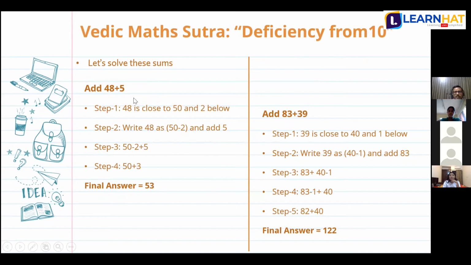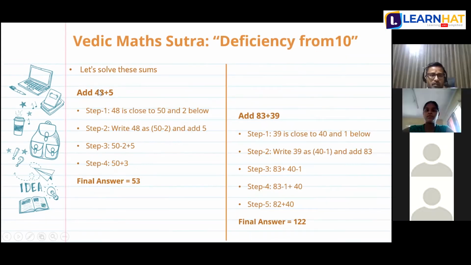Okay, let's solve the sum. First, one with a 2-digit and a 1-digit number. Let's take 48 plus 5. What do you know as per this deficiency from 10? We should find that 48 is close to the nearest number, which is 50, correct? And how much below? 2 below. So we should write 48 as 50 minus 2. I've written it here. And then put your 5 here.